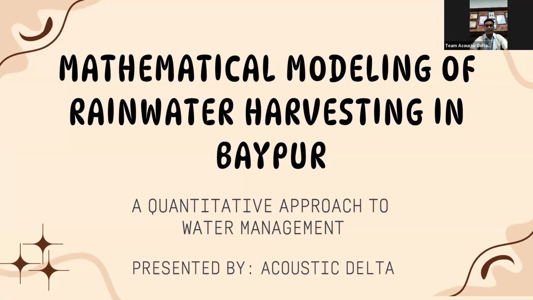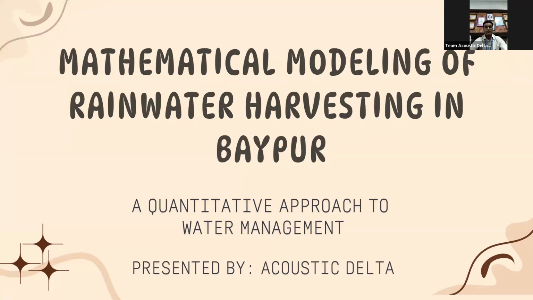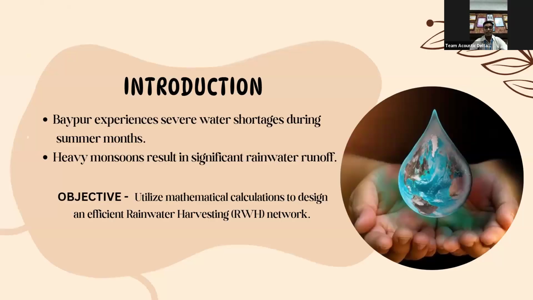Today the team Acoustic Delta is here for the presentation of our case study, whose main idea is Eco Water City. And our topic is mathematical modeling of rainwater harvesting in Jaipur. Jaipur is a city which experiences severe water shortages in the summer season, while in monsoon seasons, a large amount of rainwater runs off. So here we use mathematics to create an efficient rainwater management system. Our main objective is to use mathematical calculations for creating an effective rainwater management system that can ensure a sustainable city.